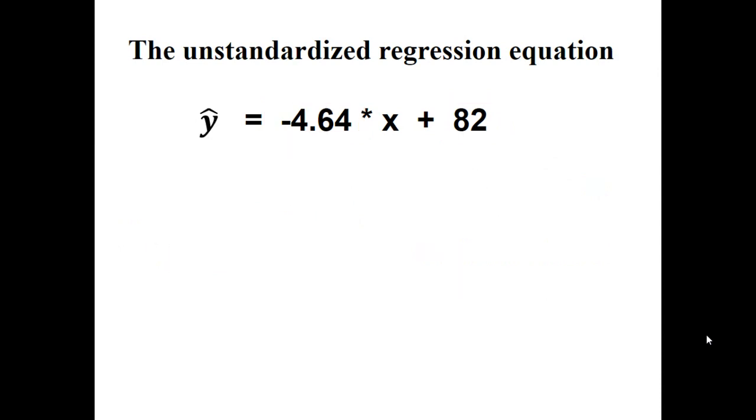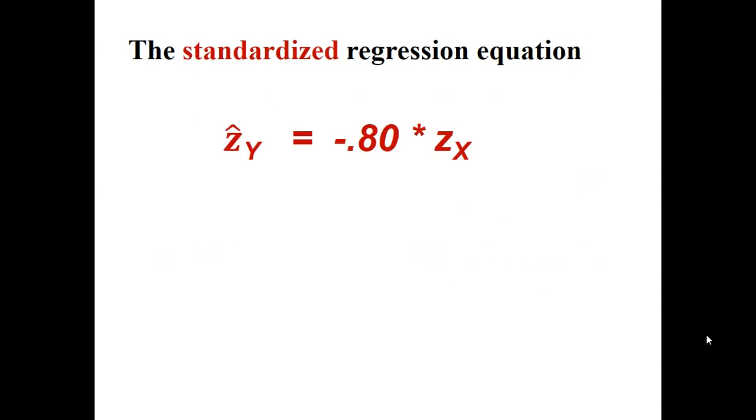So to sum up, here's the unstandardized regression equation. And here it is written in mathematical notation. The predicted value of y equals b times x plus a.